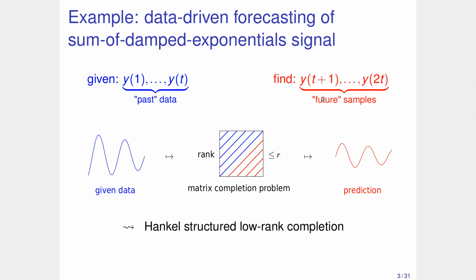And if we put the data in a Hankel matrix, and we have the prior assumption that the data is a sum of damped exponential signals, then we know that the rank of the Hankel matrix is bounded. So this property of bounded rank allows us to solve the matrix completion problem, which generates the future samples directly from the solution of the matrix completion problem. So it's a powerful idea that we can pose and solve, in this case, prediction problems as matrix completion problems or missing data estimation problems.